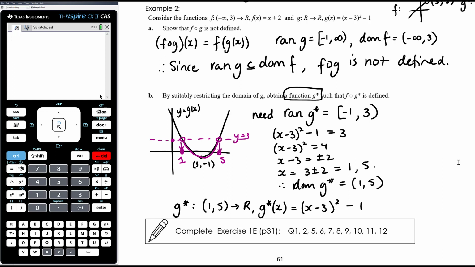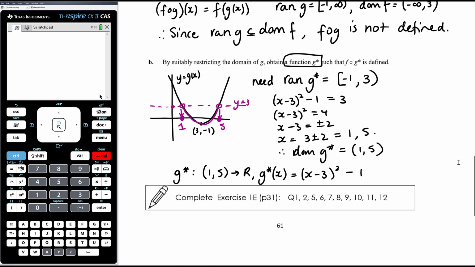And now the range of G star would be this, therefore that's a subset of this, and therefore we can work out the composition f of G star. Okay, it's not asking you to do that composition, it's just asking you to define G star so that f of G star is defined.